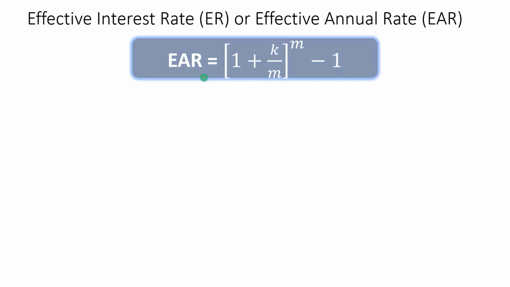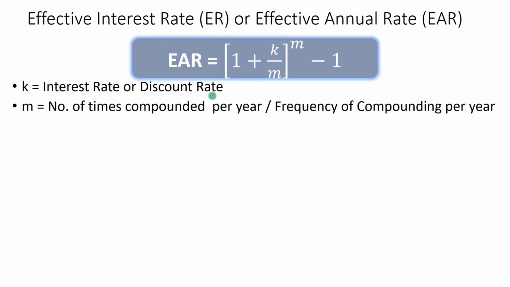Let us see the components of the formula. K is interest rate or discount rate. In the case of future value calculation, K is represented as interest rate. In the case of present value calculations, K is represented as discount rate. M is the number of times interest is compounded per annum, or it is also called the frequency of compounding.